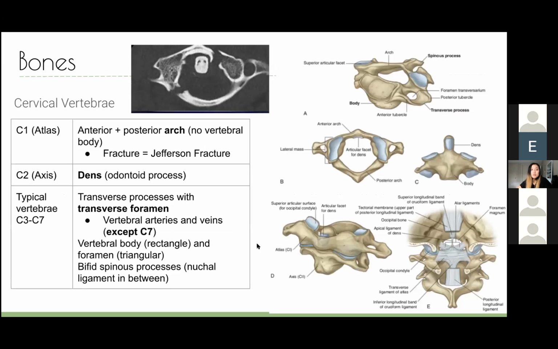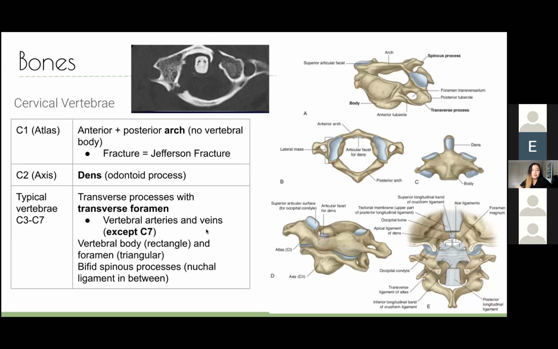These are your bones. So basically just your cervical vertebrae. You've come across them before. C1 is your atlas. You've got your anterior and posterior arch with no vertebral body. And a fracture of that is a Jefferson fracture. And remember that always goes through 2 places because it's a ring. C2 is your axis. It's got your dens or odontoid process, which is also this part in this X-ray here.